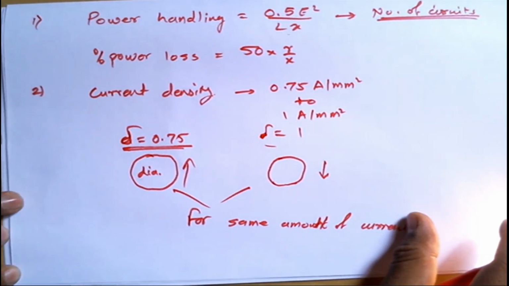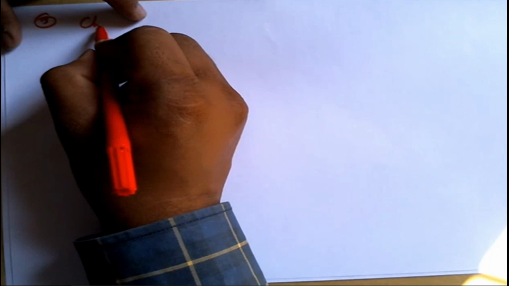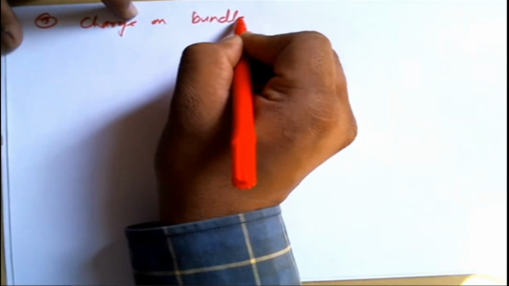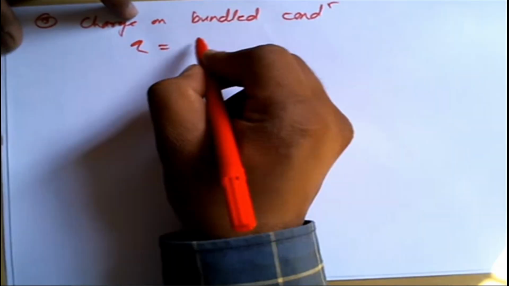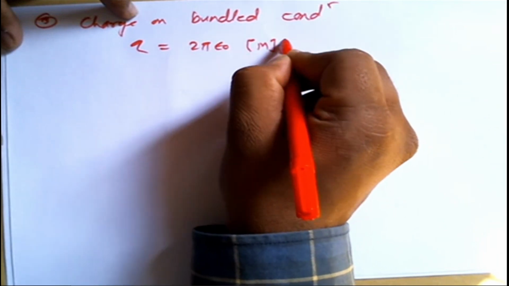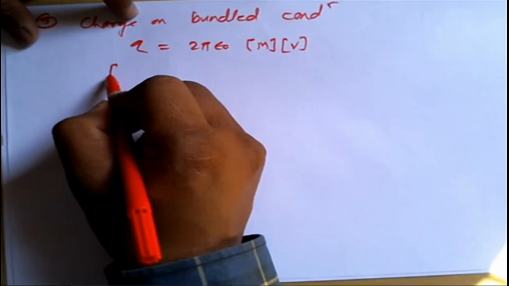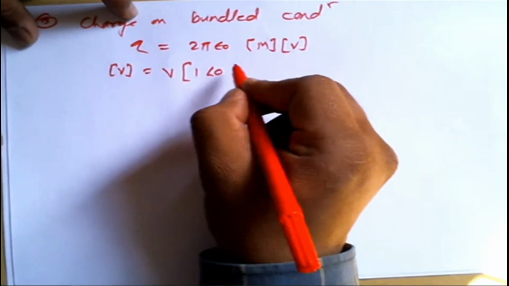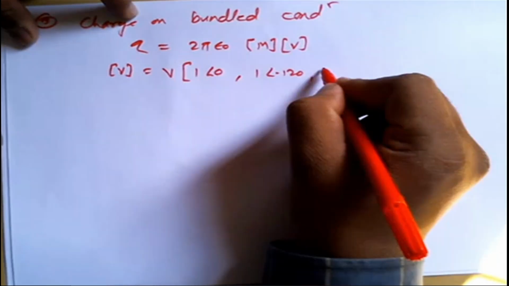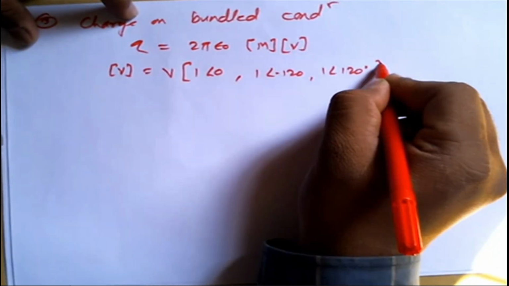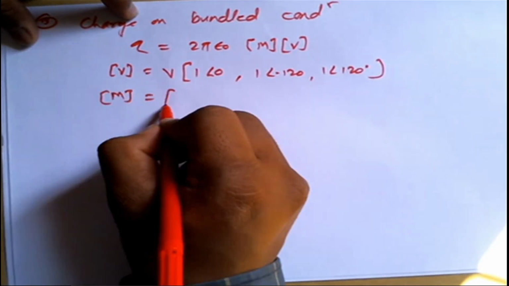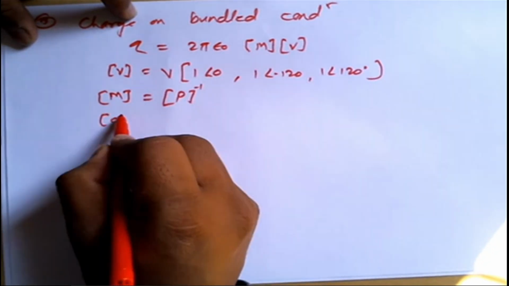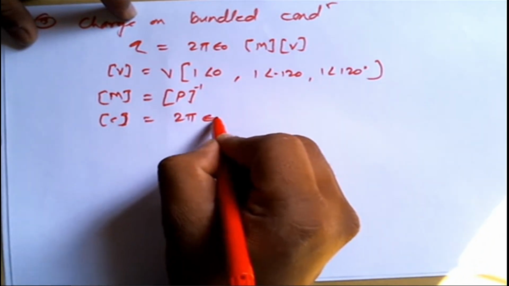The third point we're going to see is the charge of bundle conductor. Everybody knows how to calculate the charge on bundle conductor. That is Q is equal to 2 pi epsilon 0 M into V. V is the voltage of transmission line. If we define the voltage, V is equal to V at angle of 0 degree, V at angle of minus 120, and V at angle of plus 120 degree. So this is voltage. You know that M is the inverse of the Maxwell coefficient matrix, and C is equal to 2 pi epsilon 0 into N.